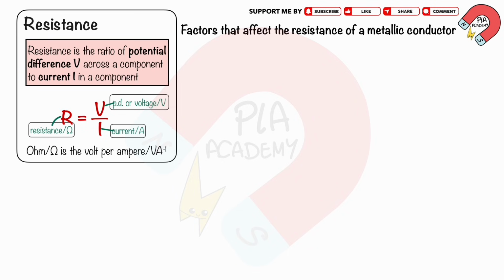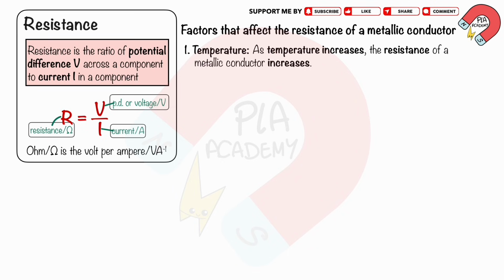4 factors affect the resistance of a metallic conductor wire. 1. Temperature. As temperature increases, the resistance of a metallic conductor increases. This is because the atoms in a conductor gain kinetic energy and vibrate more, which reduces the rate of flow of charges. This causes the current to decrease, so the resistance increases.